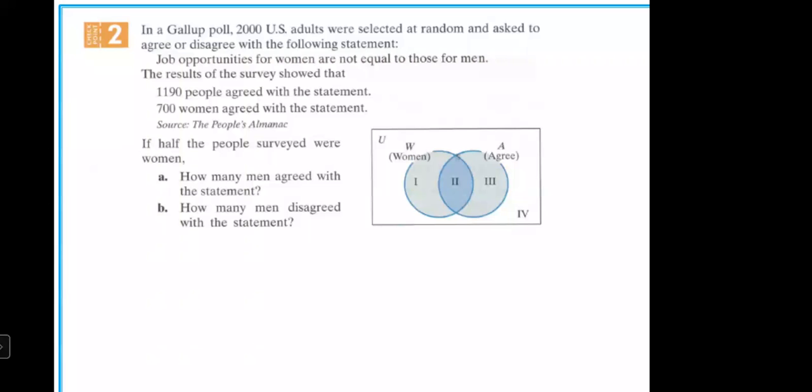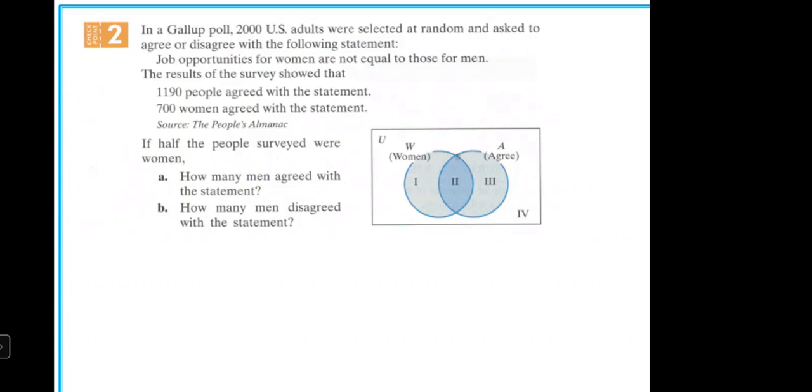700. Okay, so 700, and why do you say 700? Because 700 are women who agree, so that falls into both regions 1 and 3. Mm-hmm. Okay. Everybody else in agreement with that? Yes. Yes? Okay. All right. So we say 700.